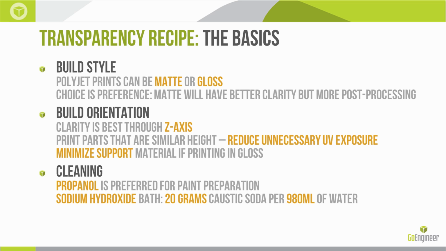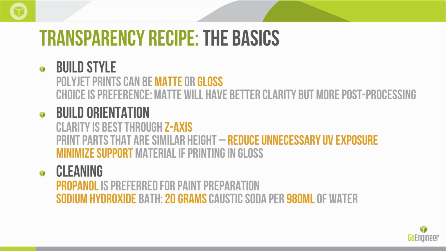Now, which is better for creating a transparent part? That's actually a tough question because it could go either way. So it's sort of the preference. A matte finish will actually give you better clarity, a more transparent part right off the machine. But it's going to have a rougher surface, so it's going to require more post-processing, more sanding. If you choose gloss, you might actually have a little bit more tinting, which we're going to talk about here in a bit, but it could require a lot less post-processing, so it's going to be a case-by-case basis.